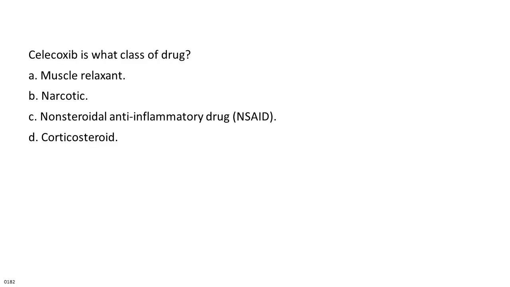Celecoxib is what class of drug? A. Muscle relaxant. B. Narcotic. C. Non-steroidal anti-inflammatory drug, NSAID. D. Corticosteroid.